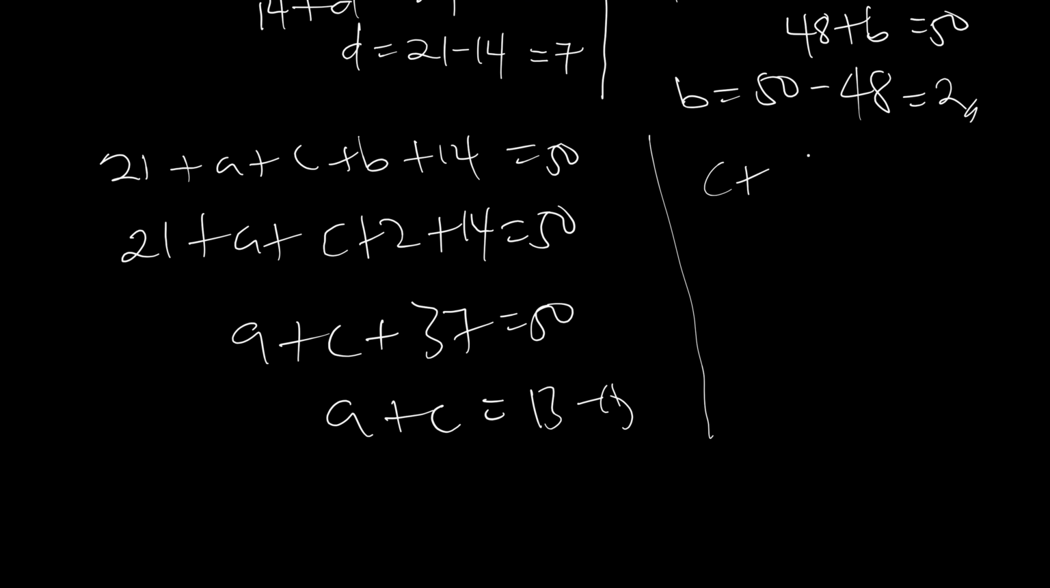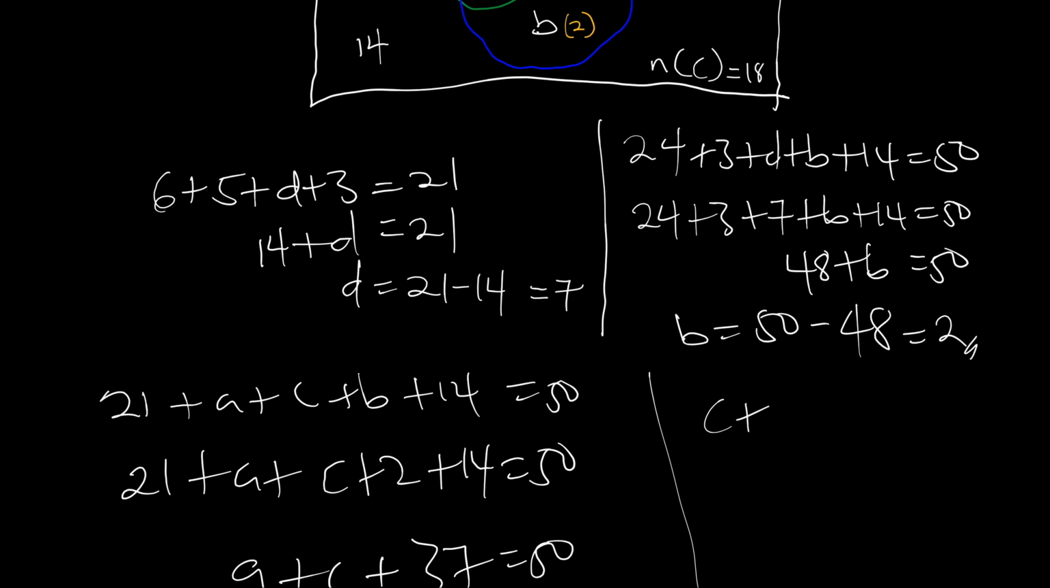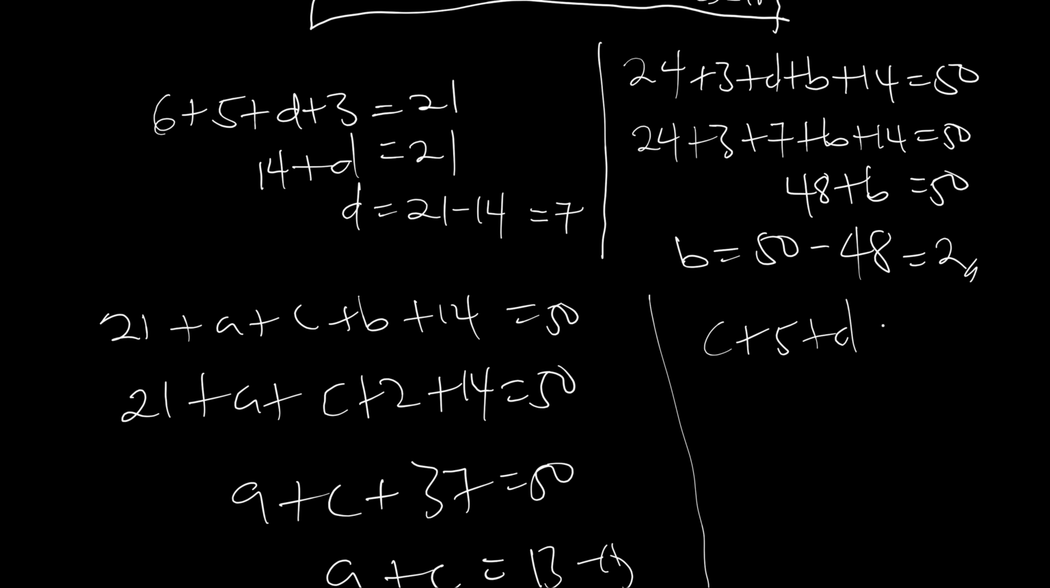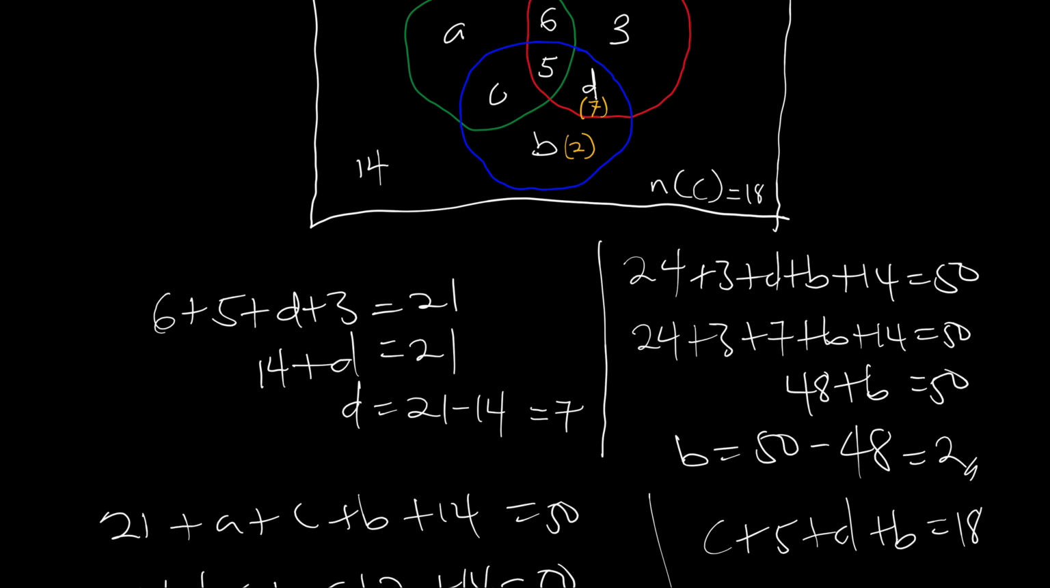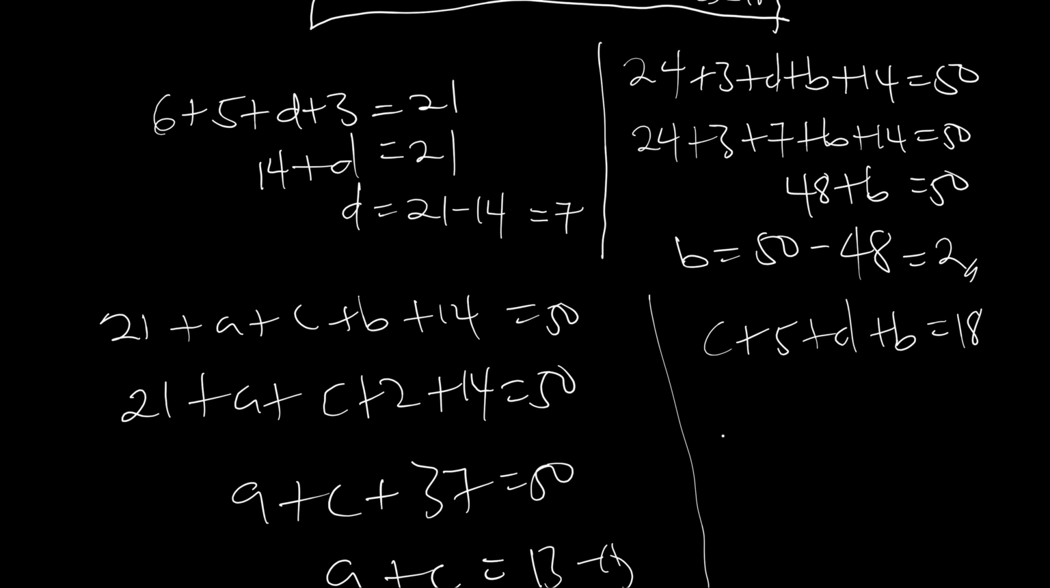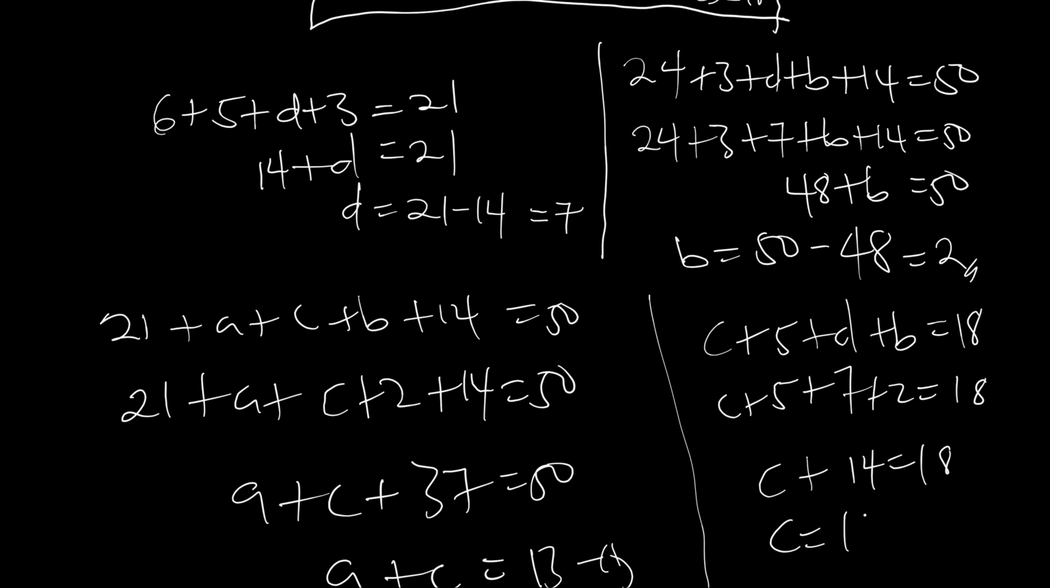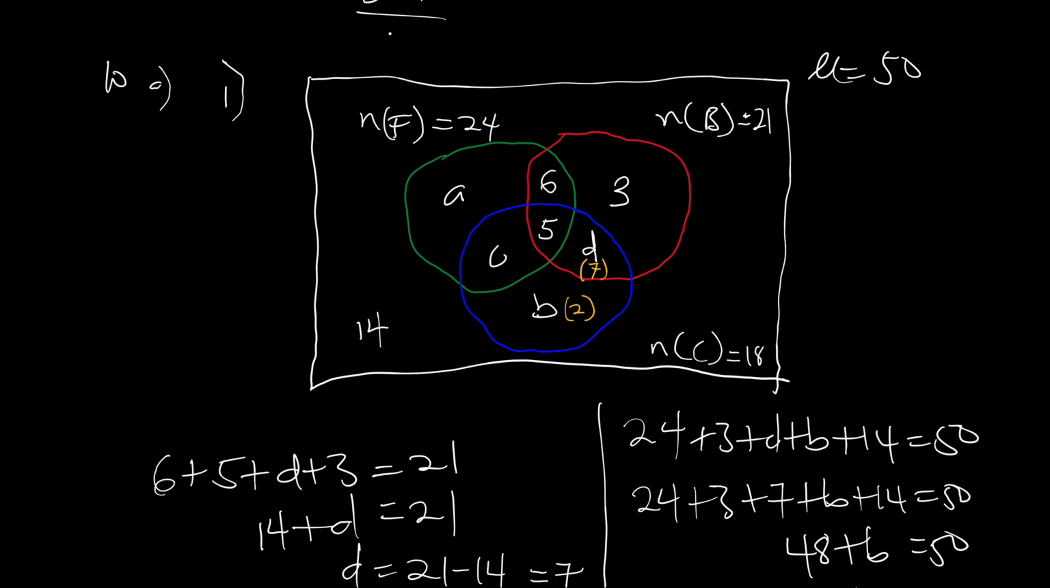So C plus 5 plus D plus B should be equal to 18. But we know that D is 7 and B is 2. So we have C plus 5 plus 7 plus 2 is equal to 18. So C plus 14 is equal to 18. So C is equal to 18 minus 14, and that will be 4. So our C is 4.